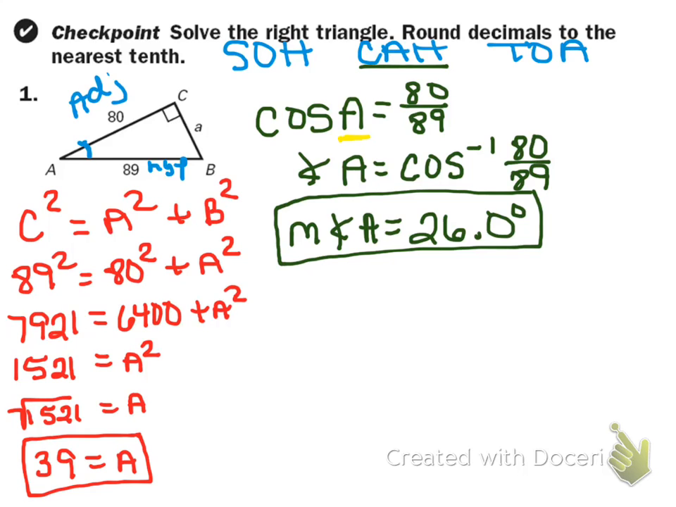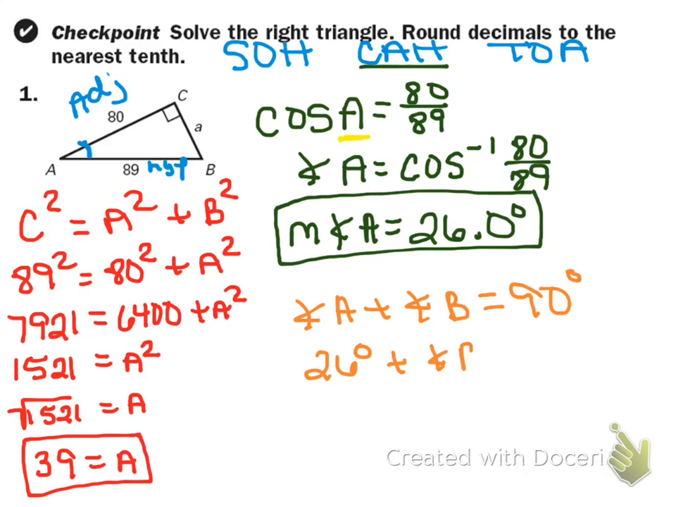So your two acute angles, angle A and angle B, are complementary, meaning that together they total 90 degrees. Since you know that angle A is 26 degrees, that plus angle B has to total the 90. So subtract the 26 degrees from both sides and find the measure of angle B. 90 minus 26, you would find that angle B is 64 degrees.